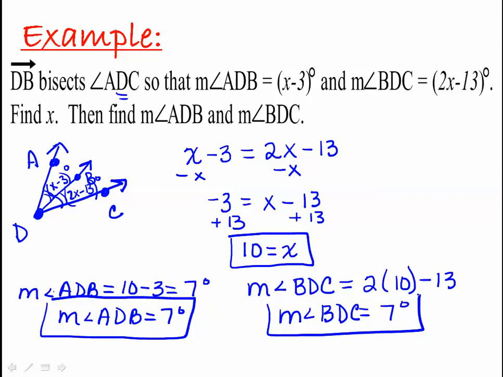This means that my answer is reasonable, since the measures of angle ADB and BDC are the same.